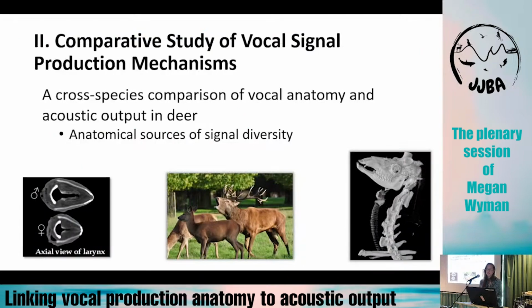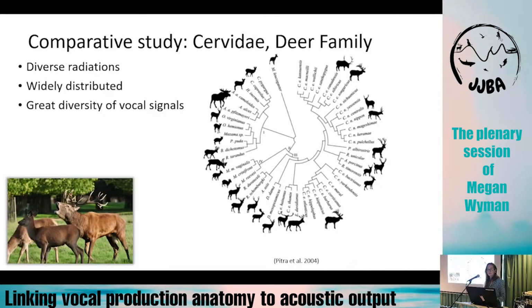So after discussing how sexual selection can act on vocal anatomy and acoustic output, now I want to shift to this second part, which is examining how these types of selection processes on anatomy can result in great vocal diversity. We did this with a cross-species comparison of vocal anatomy and acoustic output in the deer family. And deer are a very diverse family of species.